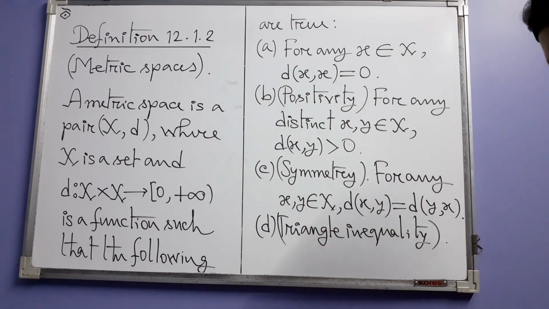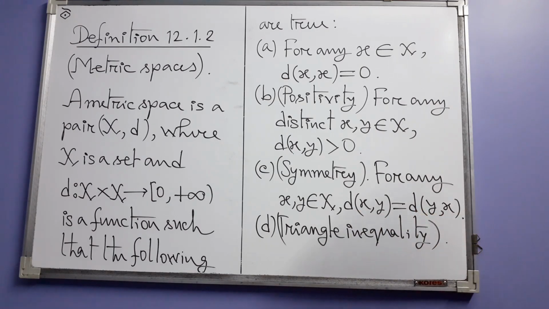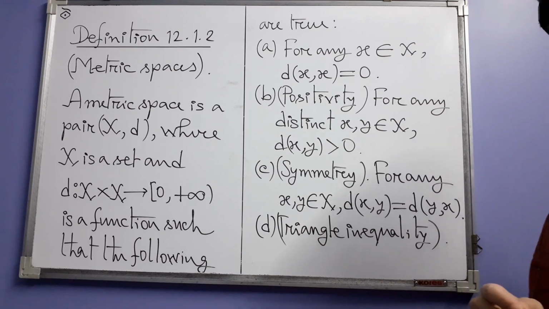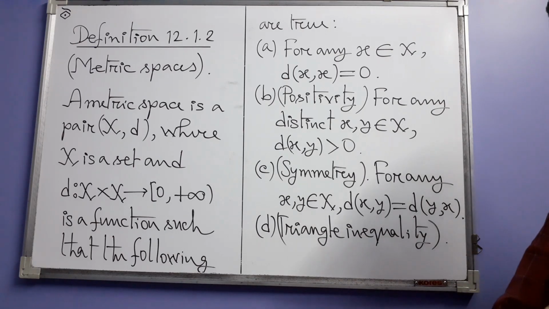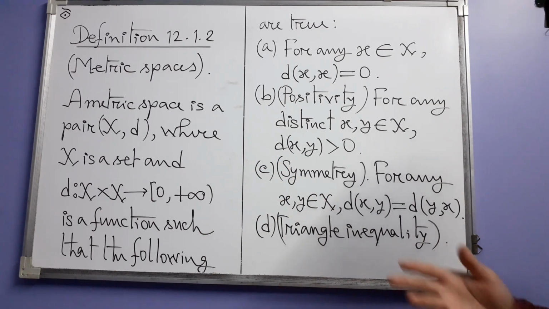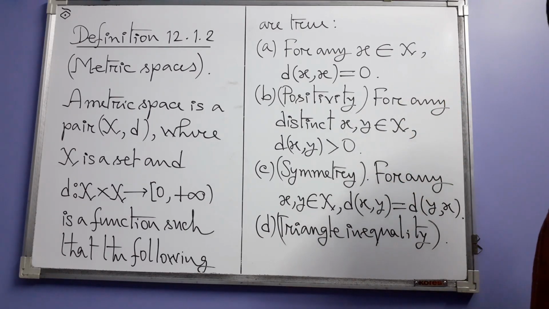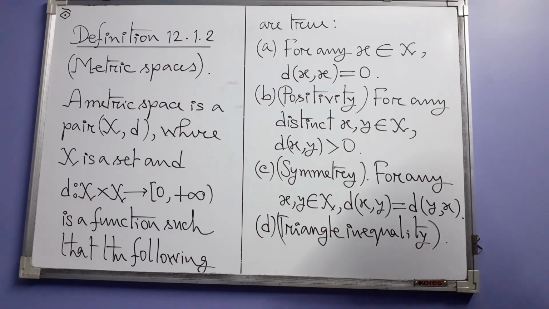Then we have symmetry. For any two elements x and y, distinct or not distinct, that does not matter, the d value of x comma y should be equal to the d value of y comma x. How the distance between two elements is measured should not depend on the order in which they are arranged. The distance from this place to that place should be the same as the distance from that place to this place. So this is symmetry. Okay, so you can see how natural these properties are. And there is that fourth one, which is triangle inequality. Let me write that on that side.